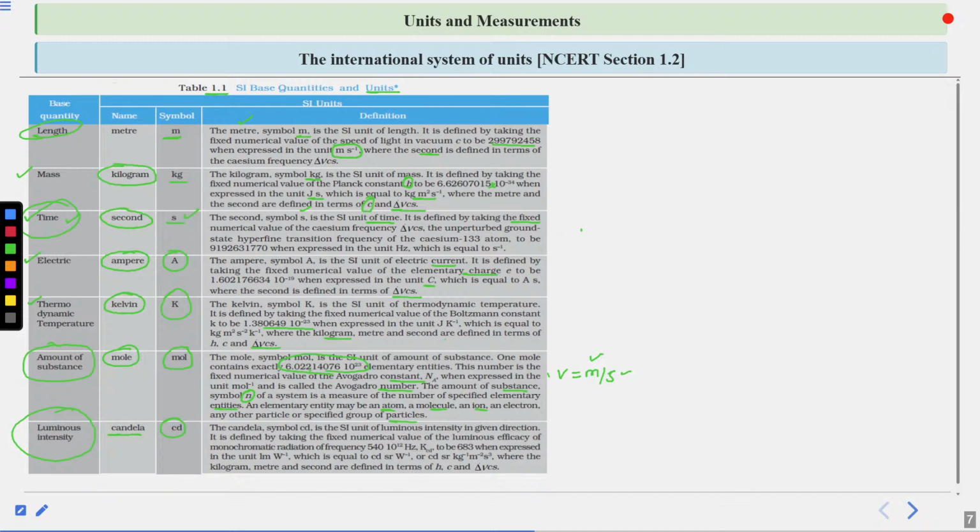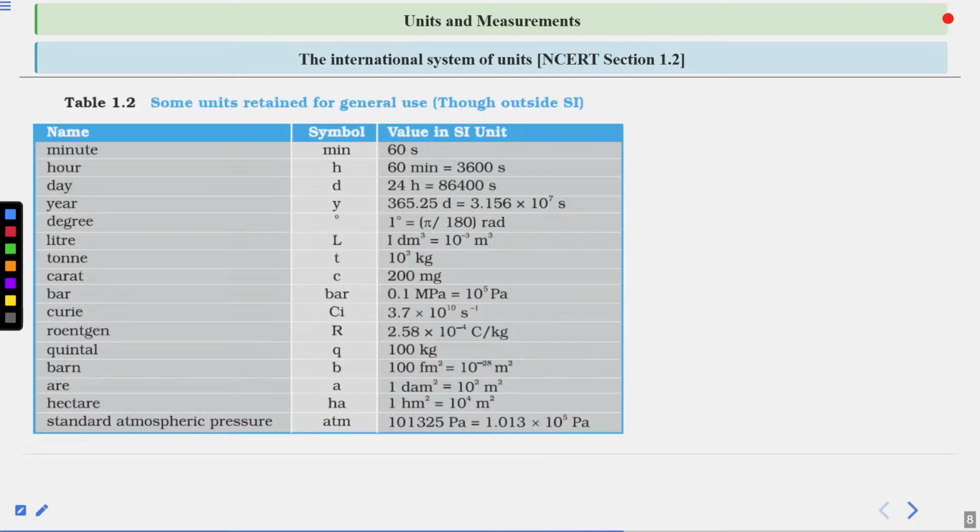So, some units retained for general use, though outside SI. Like minute, hour, day, year. Similarly degree, liter, ton, carat, bar, curie, and all these.